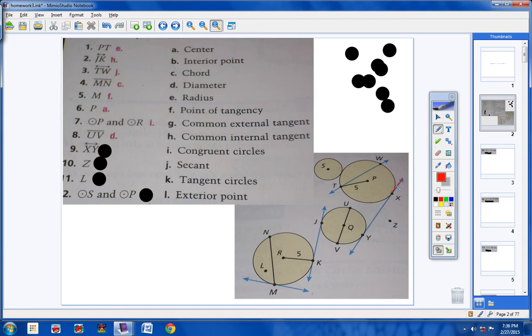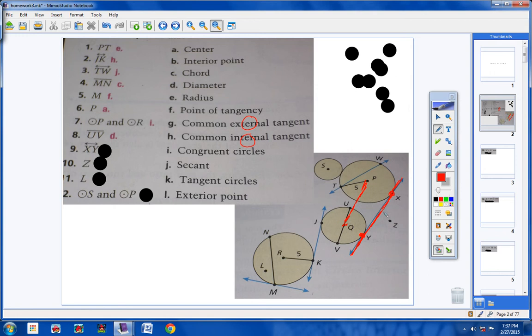Number 9, line XY. Okay, here it is, line XY. Now, students, look. Notice that this line that I just highlighted in red is tangent to one circle and tangent to another circle. So we call that line a common tangent. The question is, is it a common internal tangent or a common external? Well, here's the two circles it's tangent to. Draw that imaginary line from one center to the other center.